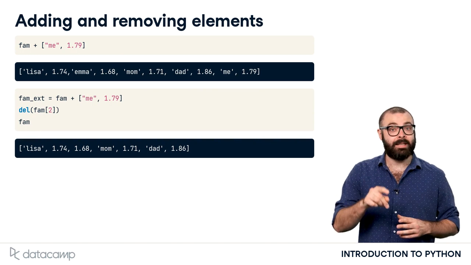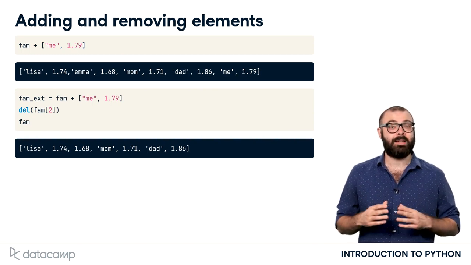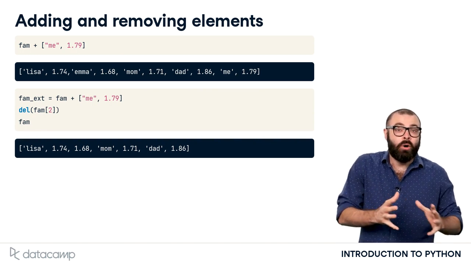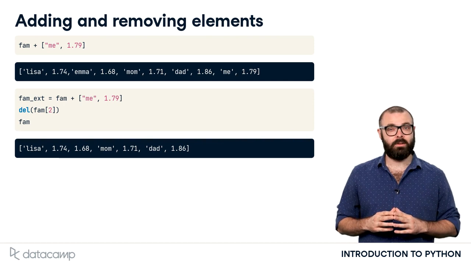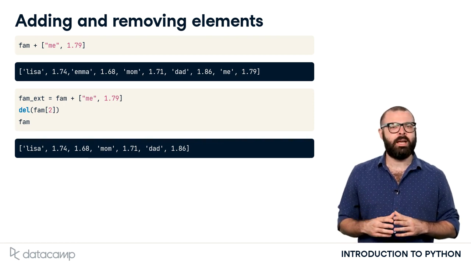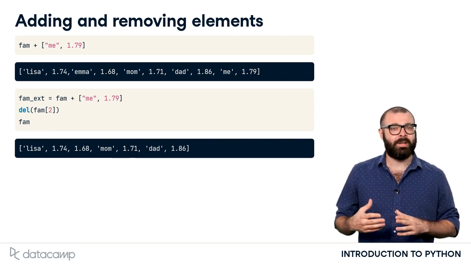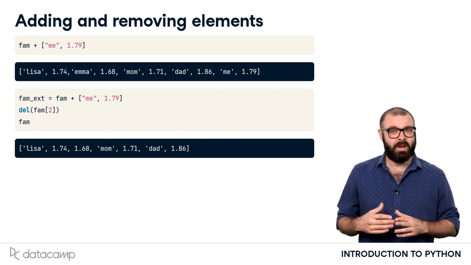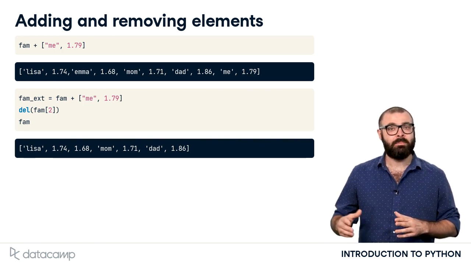Because you've removed an index, all elements that came after Emma moved over by one index. If you run the same line again, you're removing the element at index 2, which is Emma's height, 1.68 meters now.